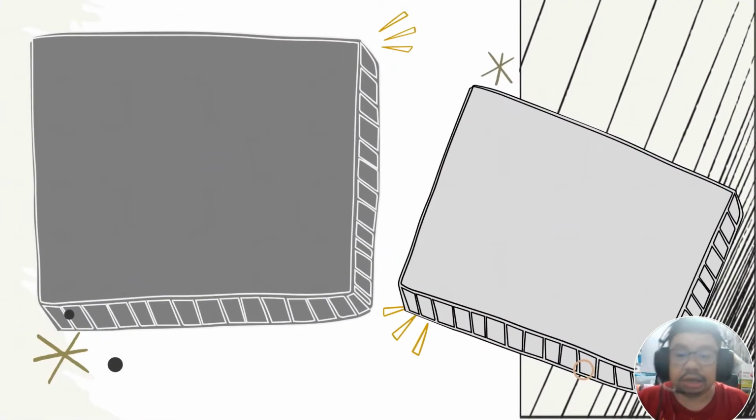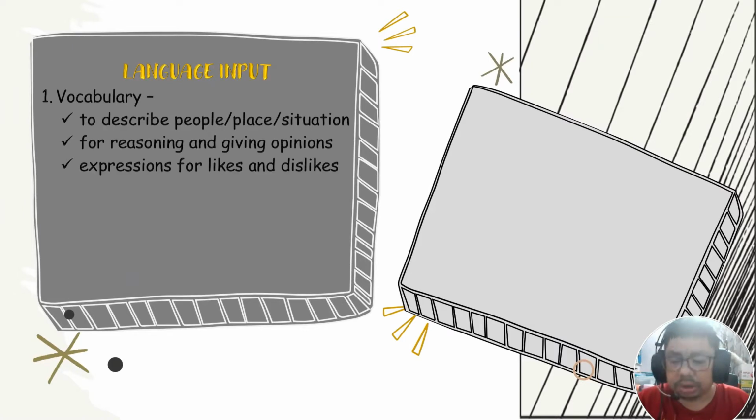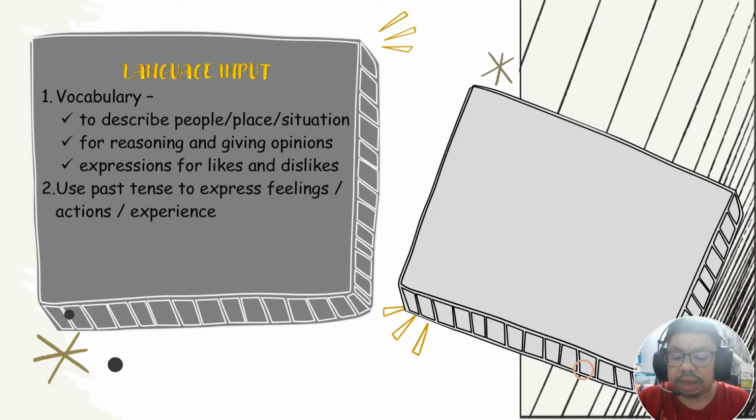Next, let's take a look at the language input. Firstly, on vocabulary. In this part of language proficiency, the questions mainly require you to have apt vocabulary to describe people, places or situations. Then, when it comes to expressing your feelings, actions or experience, you are advised to use past tense instead of present tense. Why? By using past tense, your feelings or actions will be more realistic.